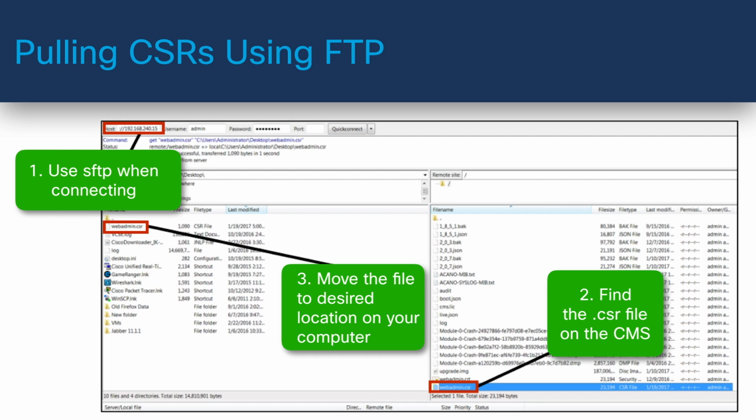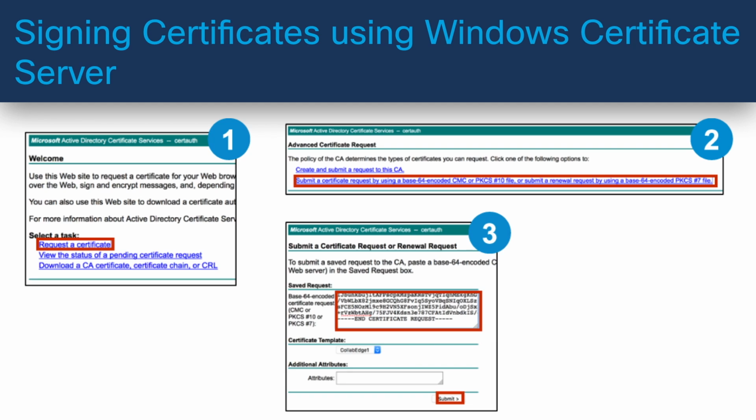And then once it's on your computer, you'll want to open it up and copy the entire contents of that file. Now, it's going to begin and end with a bunch of dashes, and it may seem like it's just a bunch of unnecessary characters there, but you want to copy everything, every single character. Okay, and then you'll want to go into your certificate server.